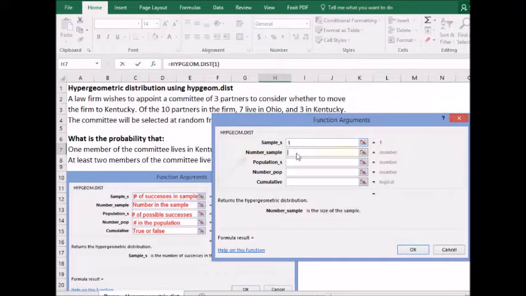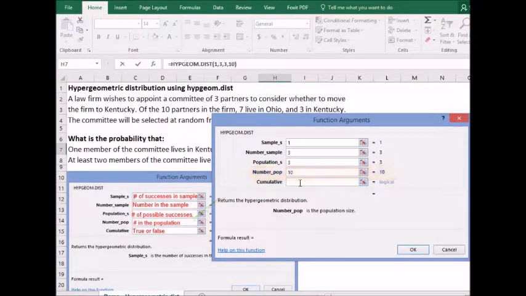Now there's the number in my sample, which is 3. I'm going to pick 3 people from the partner list randomly to serve on the committee. Next, we look at how many members of the population demonstrate the characteristic or attribute we care about, which in this case is living in Kentucky, because we're counting a success as a committee member living in Kentucky. 3 of the population live in Kentucky. The total of the population is 10 partners.